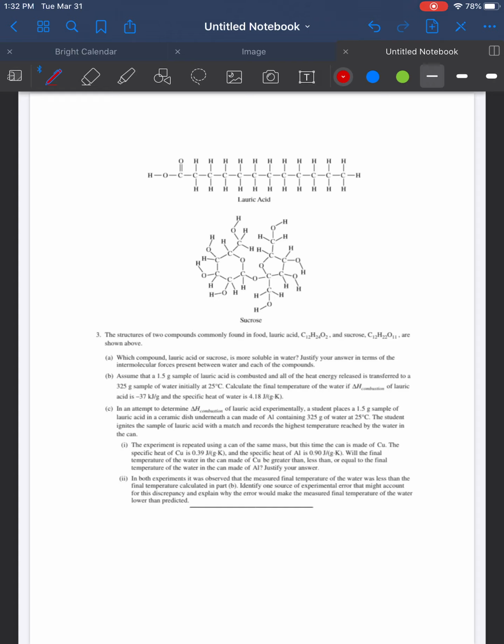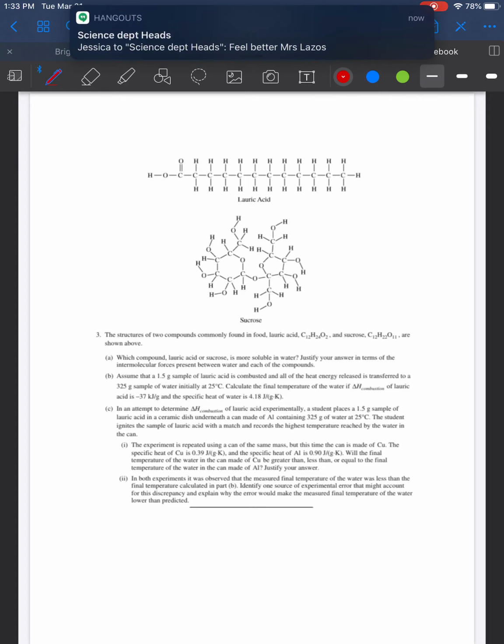So now we're going to be solving a free response question. This was from, I believe, the 2016 AP exam. This is considered one of the long free response questions.